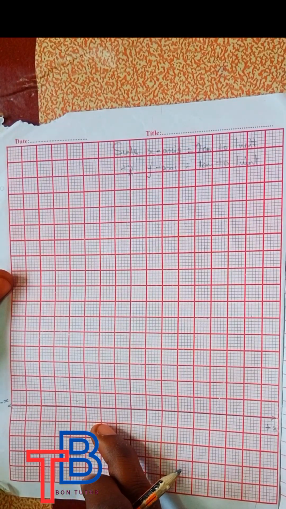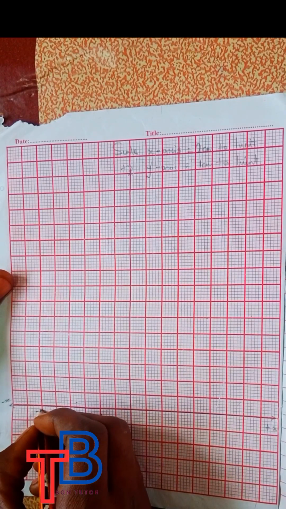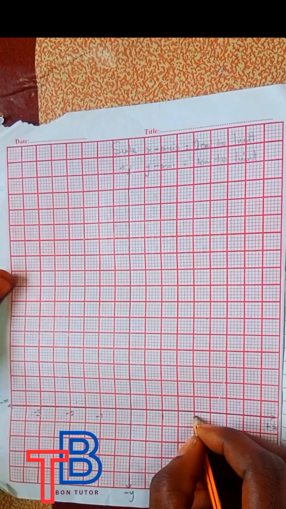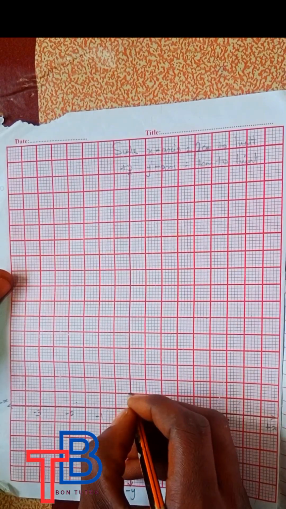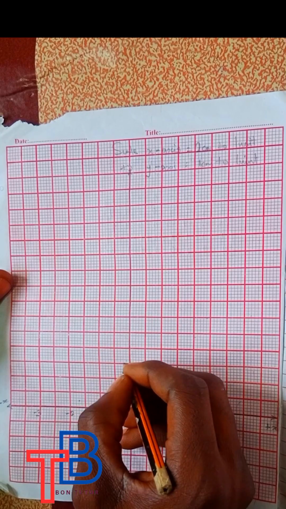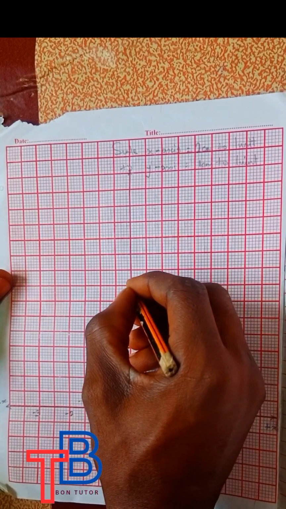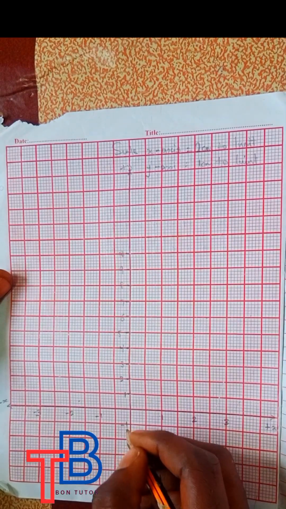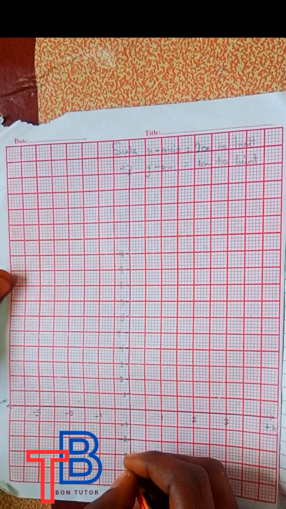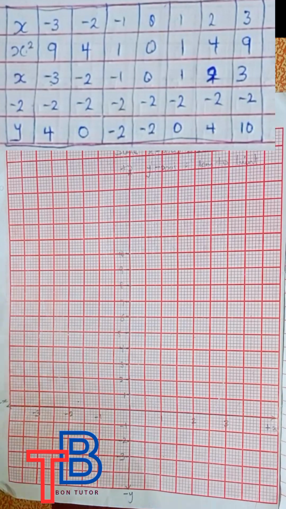So I'm using 2 centimeters on the x-axis, which means here is -1, here is -2, and here is -3. Here will be 1, here will be 2, here will be 3. And on the y-axis, I have here to be 1, 2, 3, 4, 5, 6, 7, 8, 9, 10. And here I have -1, -2, and -3. I have it like this. So the next thing I'll do is look for the corresponding x and y and plot them on the graph.